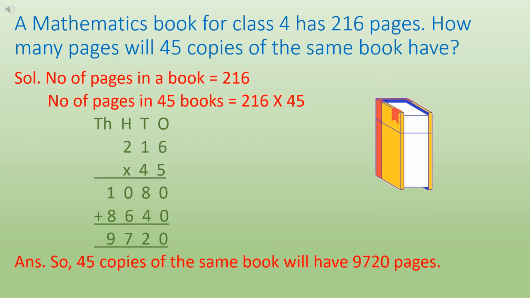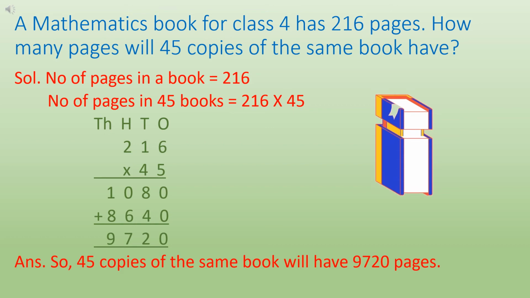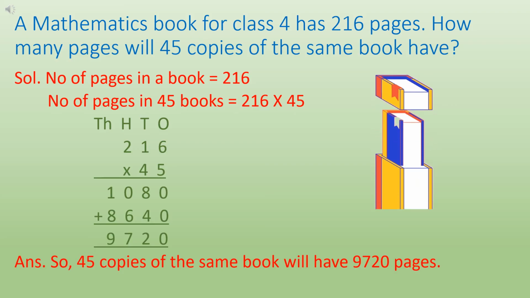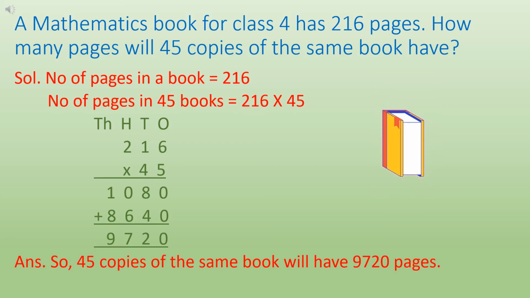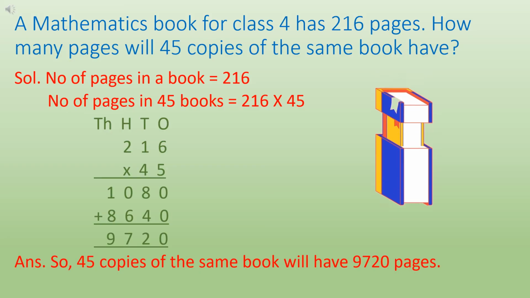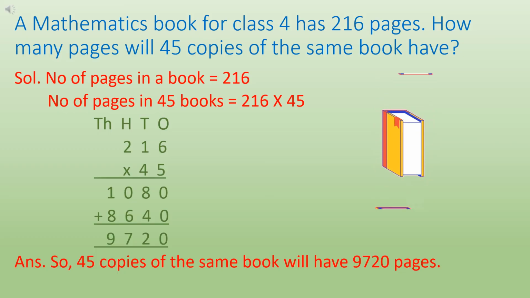Okay. Now let's write this statement first. First statement will be number of pages in a book is equal to 216. Next statement will be number of pages in 45 books. That is equal to 216 multiplied by 45. Now we will arrange these numbers in columns of thousands, hundreds, tens and ones. So now after arranging these numbers, we will split 45 into 40 plus 5.